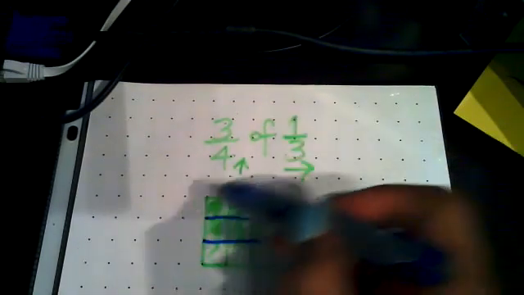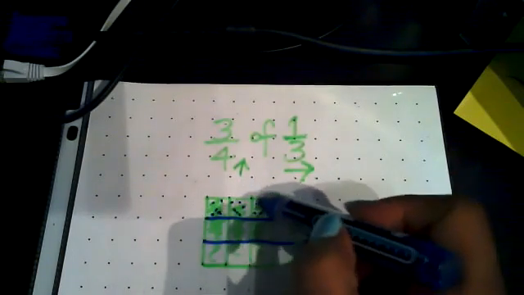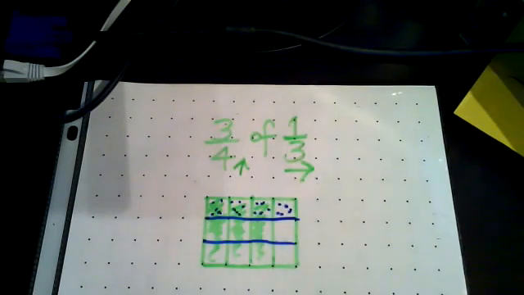Okay, then for my next one, I'm going to draw my lines, make my partitions, and I'm going to shade in 1/3, and I'm just going to use dots. Why am I using dots? Because I want to be able to see which boxes have 2 different colors. Okay, so I have my 3/4, 1, 2, 3, and I have my 1/3, 1 out of the 3.